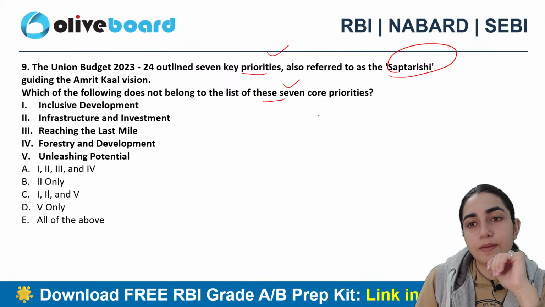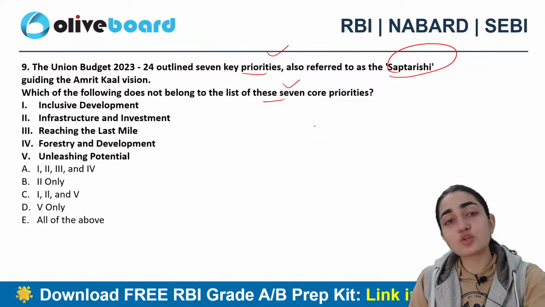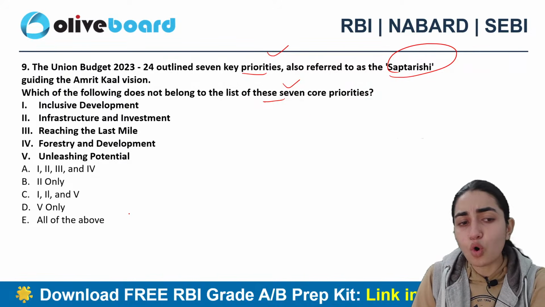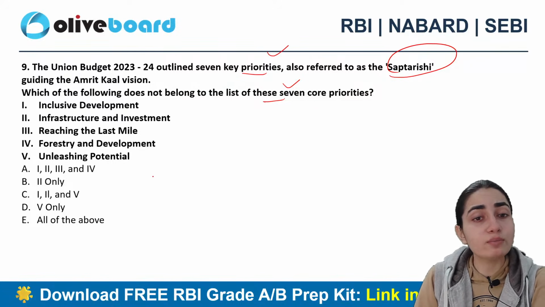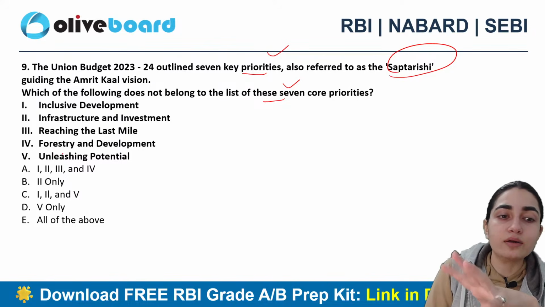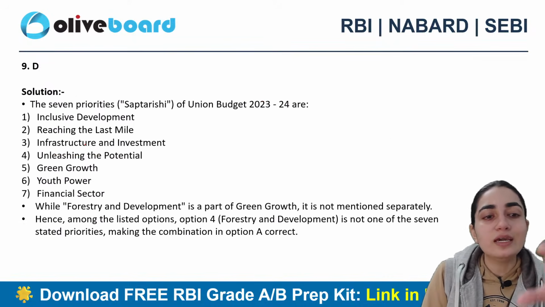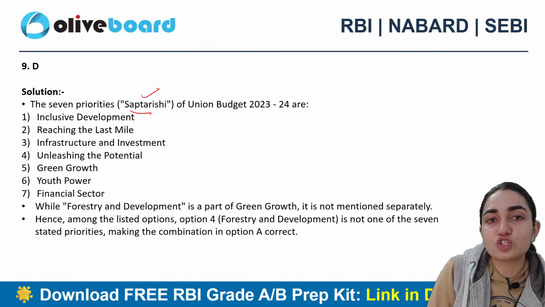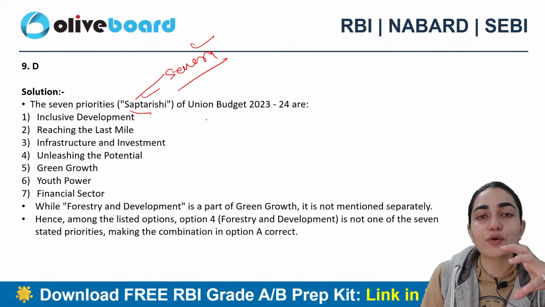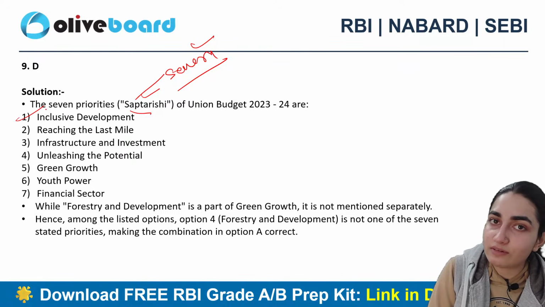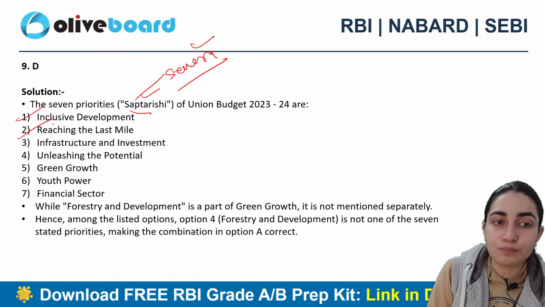ठीक है. Alright. So when I talk about the Saptarishi here, of course, all of the above is not exactly the correct answer. We are having one missing out here, or the odd one here, that is unleashing potential itself. This clearly says कि अगर मैं Saptarishi की बात करूँ, Sapt basically क्या होता है? 7, ठीक है? अगर मैं 7 priorities की बात करूँ, this includes inclusive development. Reaching the last mile is important, right?